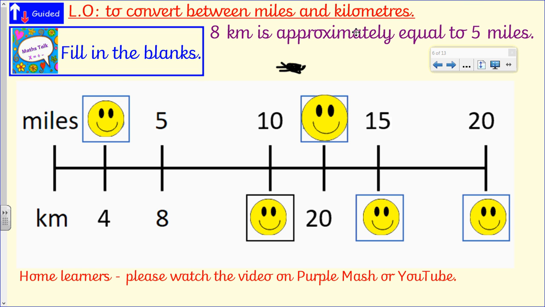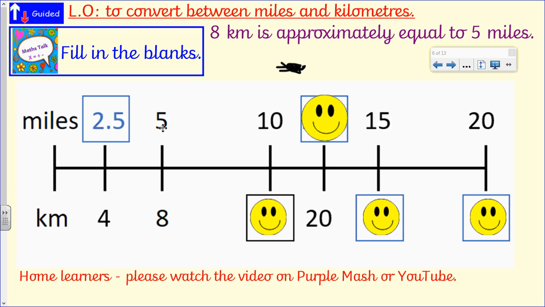So 8 kilometres is approximately equal to 5 miles. 8 kilometres, 5 miles. 4 kilometres then. So hopefully you can see divided by 2. So if I divide this by 2, hopefully you can figure out that that is 2.5. So 2.5 miles is approximately 4 kilometres. And then we can use that to help us work out these other ones.